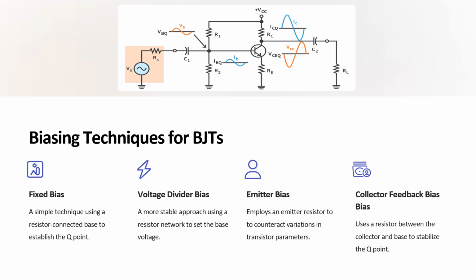Now we know about the biasing techniques for BJTs. There are four biasing techniques: fixed bias, voltage divider bias, emitter bias, and collector feedback bias. Fixed bias is a simple technique using a resistor connected to the base to establish the Q point. Voltage divider bias is a more stable approach using a resistor network to set the base voltage. Emitter bias employs an emitter resistor to counteract variations in transistor parameters. Collector feedback bias uses a resistor between the collector and base to stabilize the Q point.